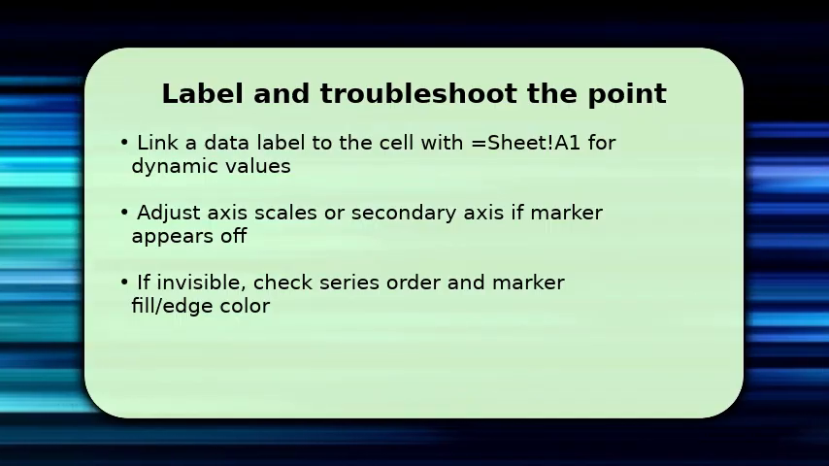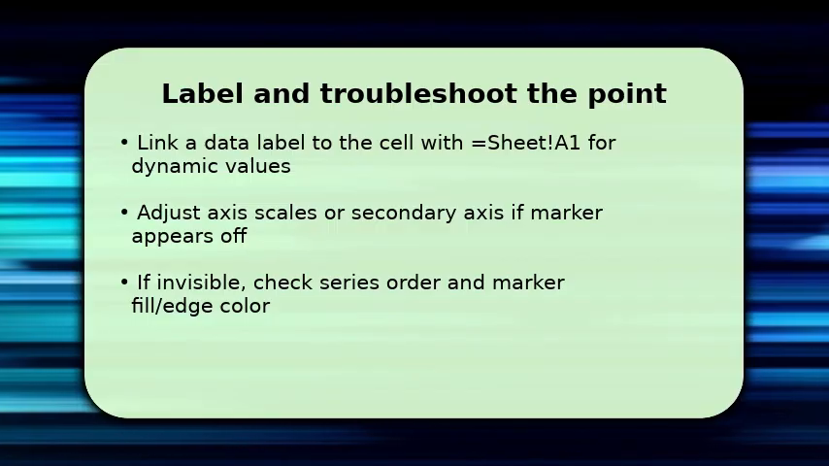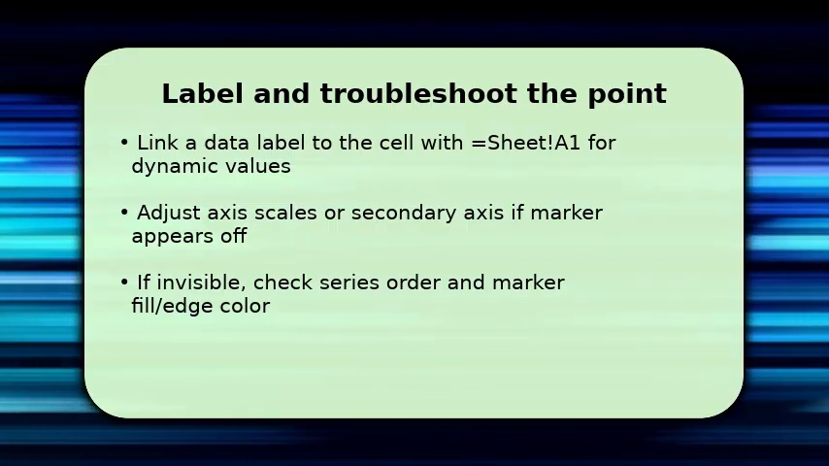A quick troubleshooting tip: if you can't see the marker, check series order, marker fill, and edge colors, and ensure the series type is XY scatter. That fixes most visibility or alignment problems.